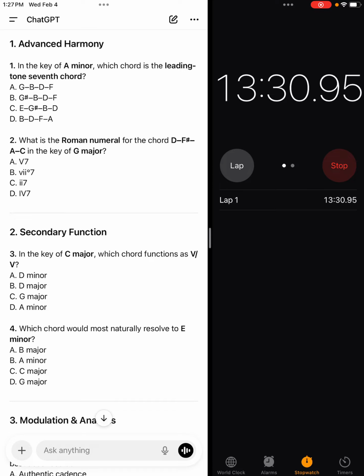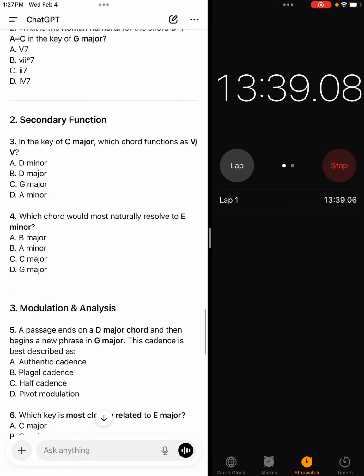What is the Roman numeral for the chord D, F sharp, A, C in the key of G major? V7. V7. A. In the key of C major, what function is a V of V? If I go to V of V, I will find a fifth and go up a fifth. So in that case G goes to D. And now, say, no, B, sorry, B.